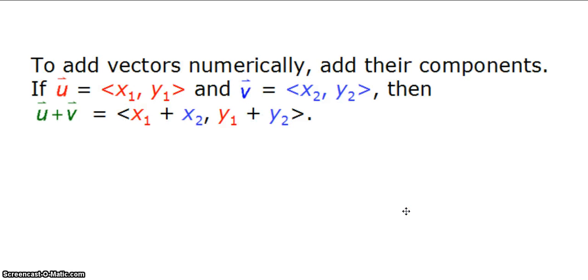Okay, so let's try this. To add vectors, we can add their components. So if vector u is given here and vector v is given here, then vector u plus vector v, or the resultant vector, would be the sum of the two horizontal components and the sum of the two vertical components.